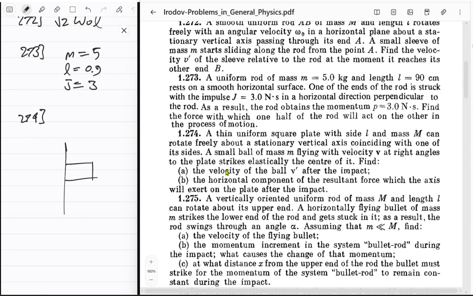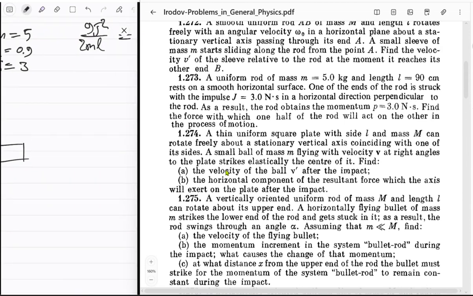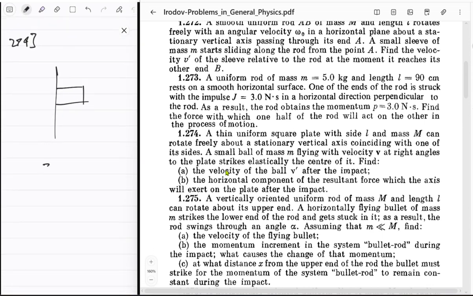Yeah, I've done this question. Elastically, as expected, of course. Center of it, cool. Find the velocity of the ball and the horizontal component of the resultant force which acts. No big deal, I can do it. For inelastic collisions, this would be angular momentum conservation. That would give us the final inertia, which is I plus mx squared.